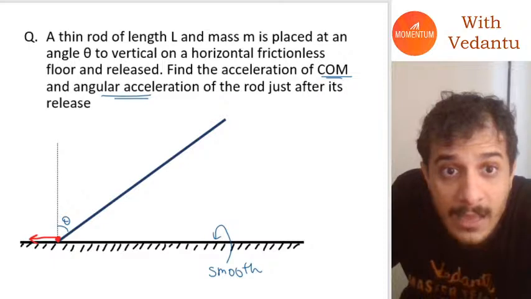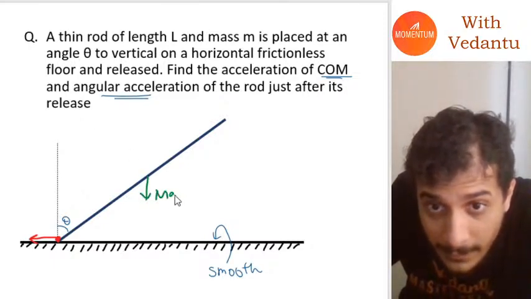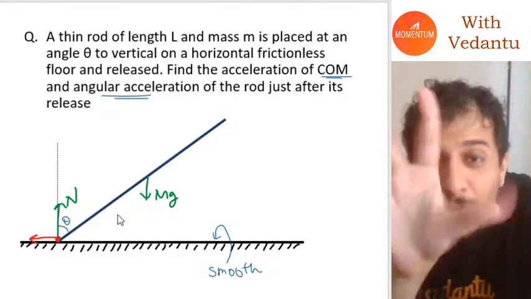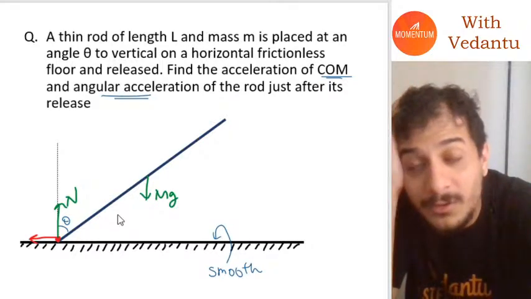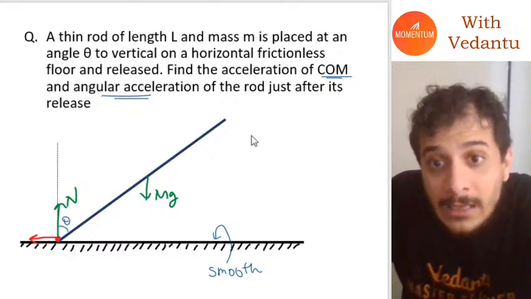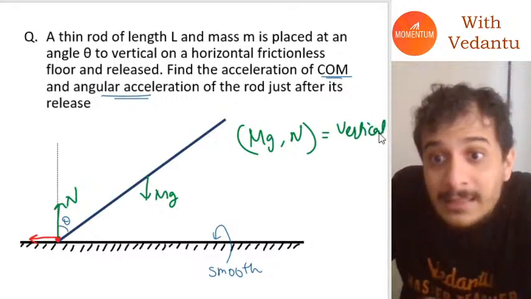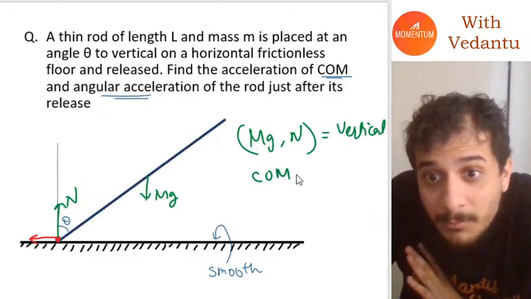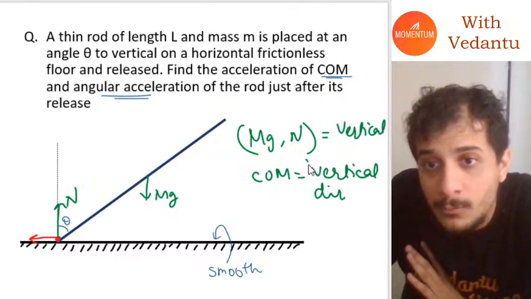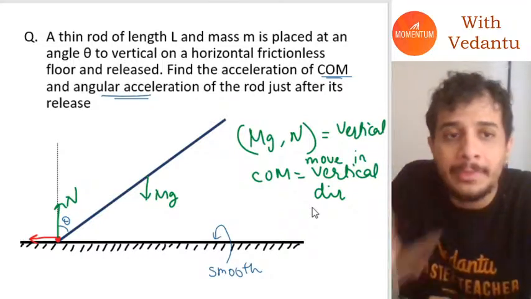Next, if you look at the forces on this body, there is a force mg in the downwards direction. There will be a normal reaction N in the upwards direction. Other than that, there are no other forces on this body. Can you see any other force on this body? No, they are not there. So if there are only two forces on this body, and both of those forces are in the vertical direction, then I can say that the center of mass will only move in the vertical direction, because there is no horizontal force on this body.